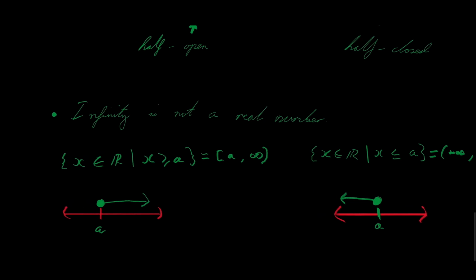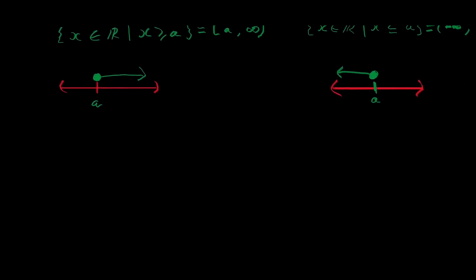Okay, two more examples. Maybe I'll leave them for you to think about. Actually, they're pretty straightforward, so I'll just do them. So the set of all x in the real numbers such that x is strictly greater than a. Okay, we'll do the interval notation first this time.